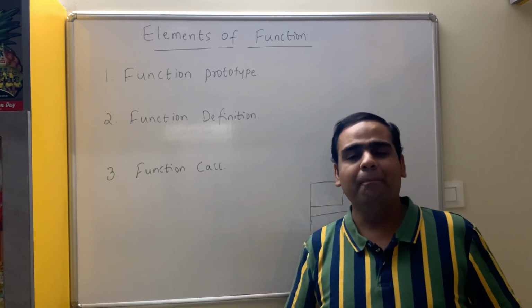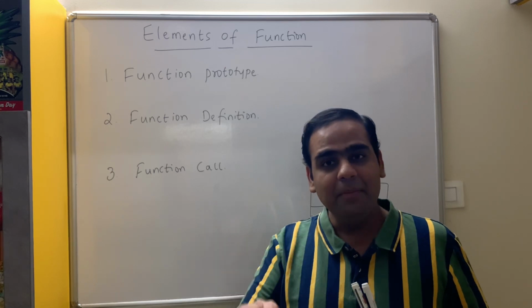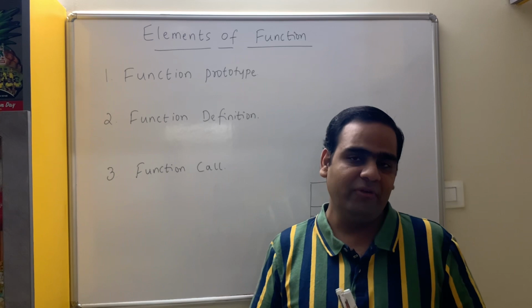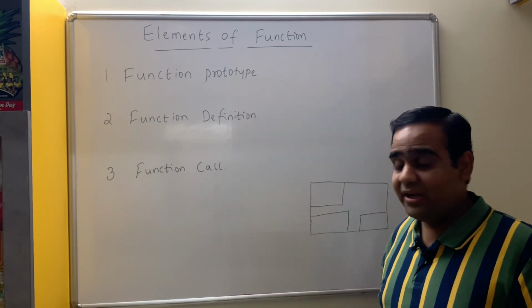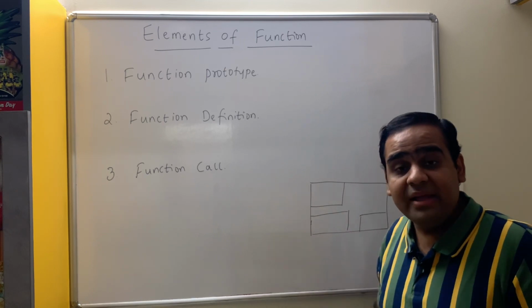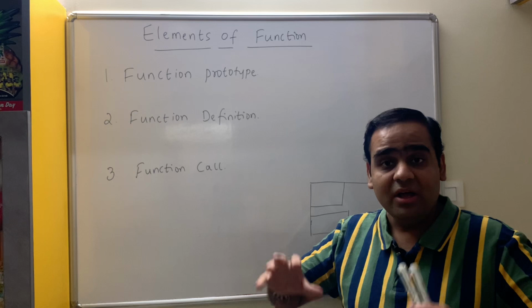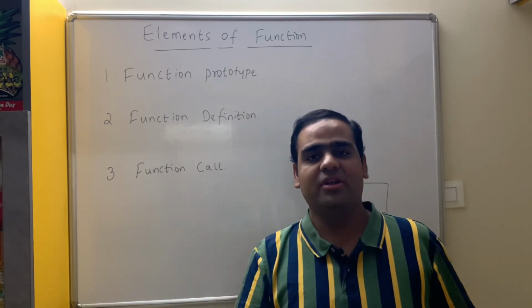It says to the compiler how the function looks like, what input the function is going to take, and what is the output that we expect from the function. The next thing is the function definition. Function definition is nothing but building the home. In the same way, function definition is writing the actual code so that the function can carry out the task.